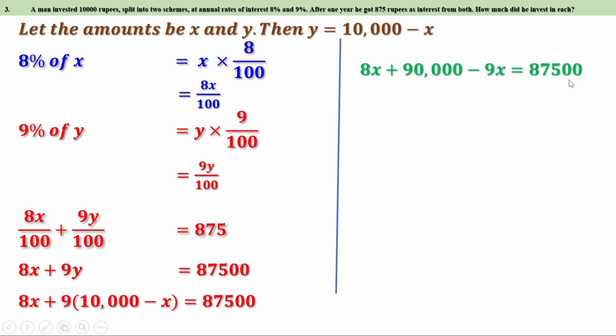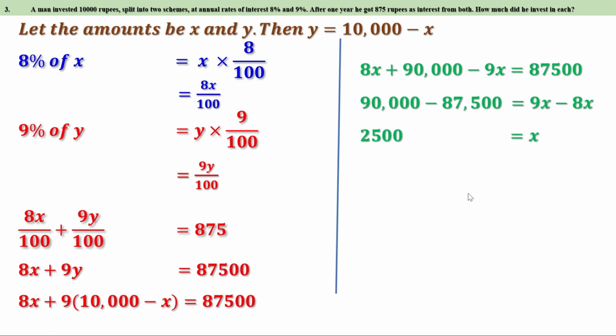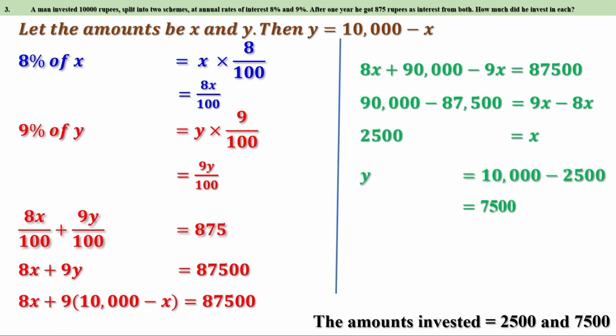Let us take 87,500 on this side and all the terms containing variables on the other side. So we can write 90,000 minus 87,500 equal to 9x minus 8x. 90,000 minus 87,500 is 2,500 and 9x minus 8x is x. Therefore, x equal to 2500. Then y equal to 10,000 minus x or 10,000 minus 2500, and that is equal to 7,500. That means the amounts are 2500 rupees and 7,500 rupees.